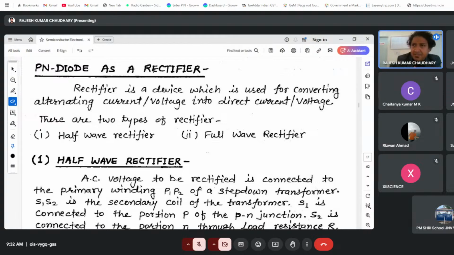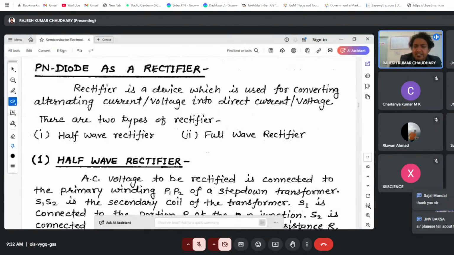So a rectifier is a device which is used to convert. We have discussed AC current and DC current in chapter number 7.